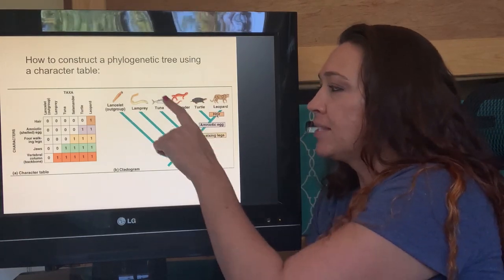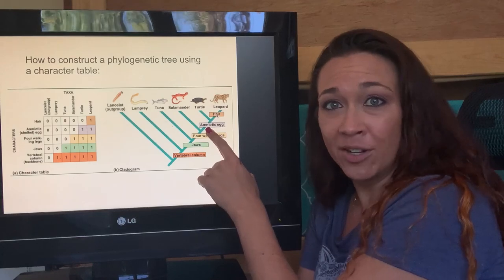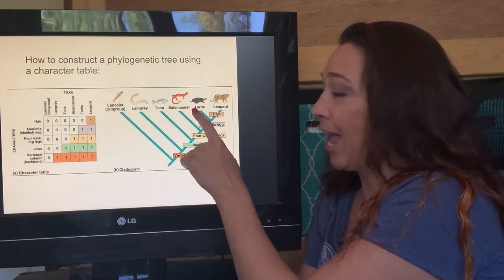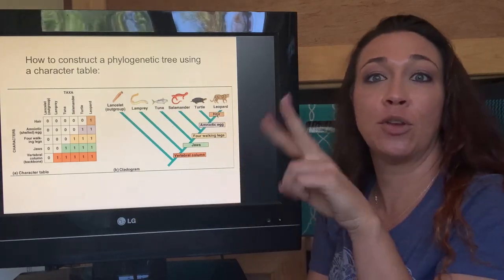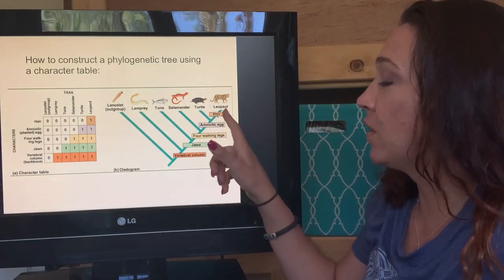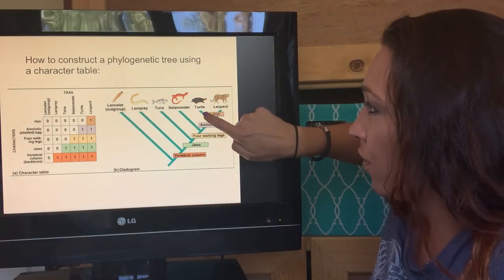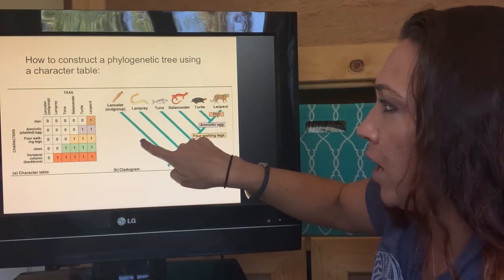As we move up, the salamander does not have an amniotic egg, but the others do. Then you keep going. The turtle has an amniotic egg, but it doesn't have hair. So then you can branch it. Technically, for this last one at the end, you could switch, and all you'd have to do is write hair on this little node right here.